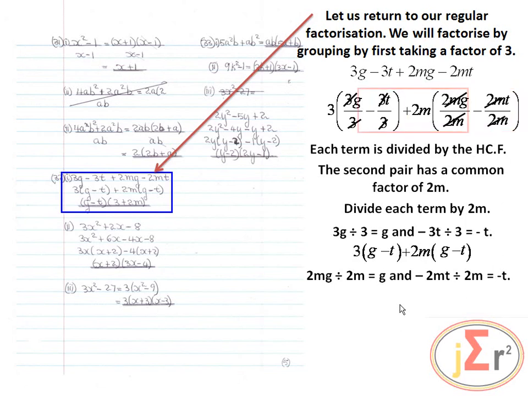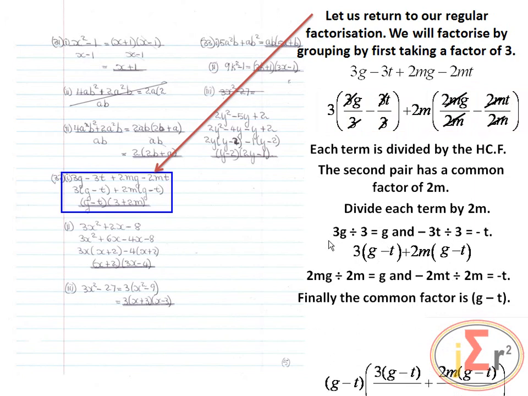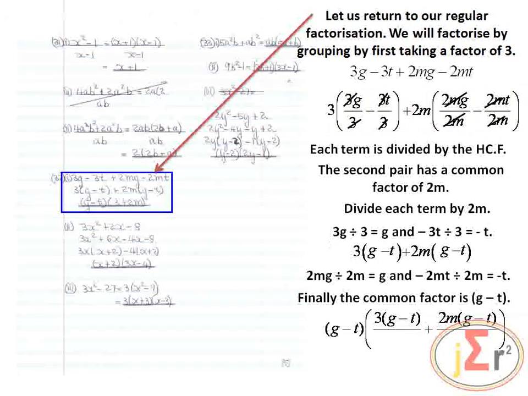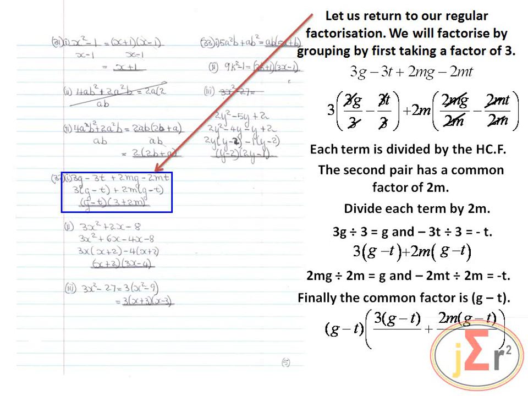negative t. Finally, the common factor is g minus t. That is our common factor. And what do we do? We always hold on to our common factor and divide each term by the common factor. And when we divide by the common factor, what do we know? Those are gone. We have 3, and then we have 2m. And that's all there is to it.